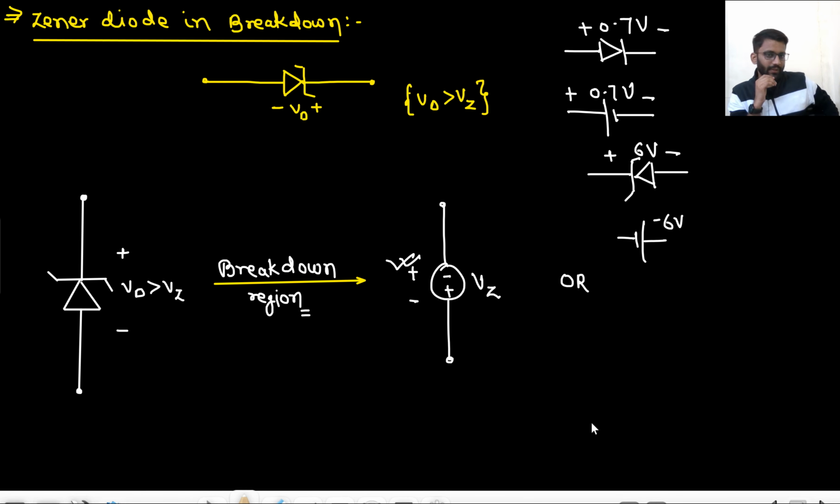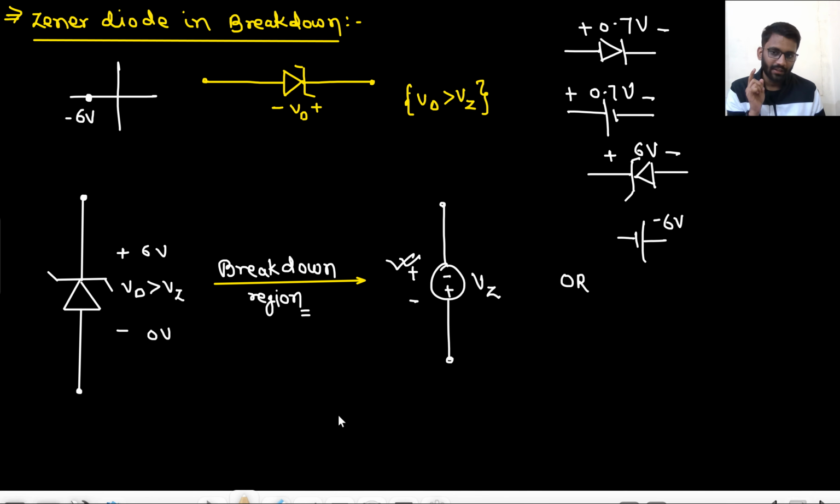Are you getting this point or not? My diode is, the voltage I am giving is this. That means I am applying plus 6 volt here and 0 volt here. If I am saying this is minus 6 volt, that means this is my VD, negative. That means I am basically applying 6 volt like this. So simply I can replace it with the battery of plus and minus, no?